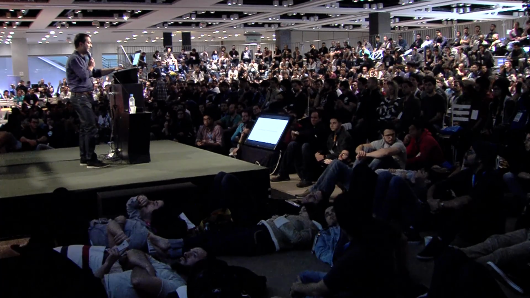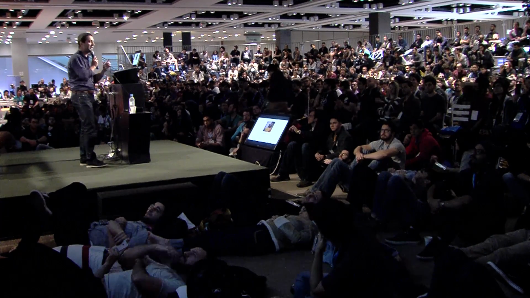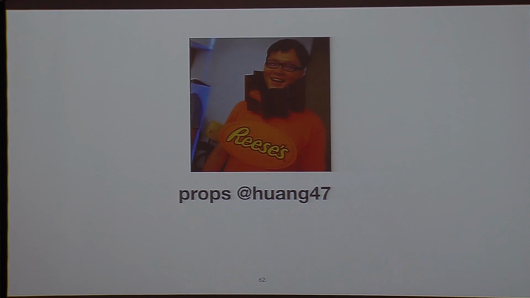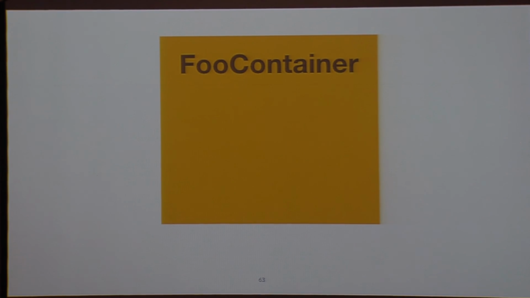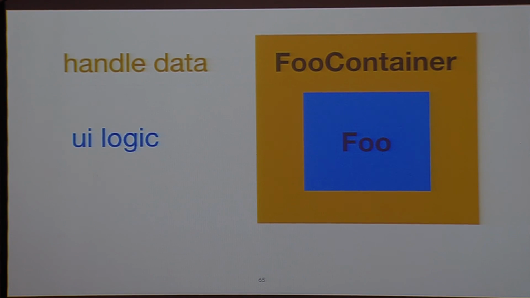So the first step is container components. Who's heard of container components? Okay, very cool. We'll go over container components. And I want to give props to my friend Huang, who had a very good drawing of container components. He's my coworker, so I just copied it. Big props to Huang. Here's what a container component is. Let's say you have some component, you'd call it Foo container, and within it you'd have another component called Foo. One of these components is responsible solely for handling data, and the other is responsible solely for the UI logic.